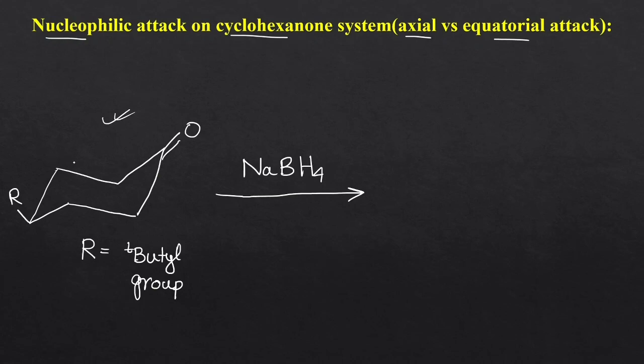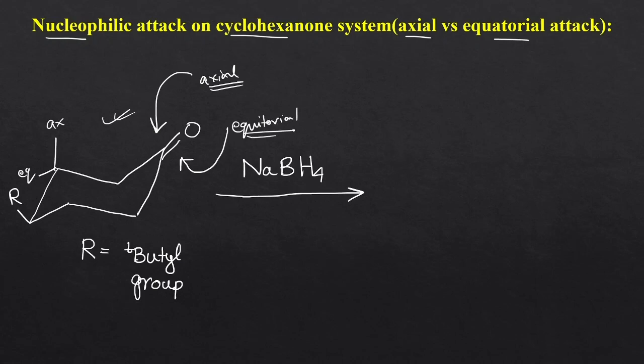So axial attack means you know that in cyclohexane system these bonds are called the axial bonds and these bonds are called the equatorial bonds. Now the point is that if the nucleophile comes from this side, which is called the axial side, then it is called the axial attack, and when the nucleophile comes from the below side, it is called the equatorial attack.